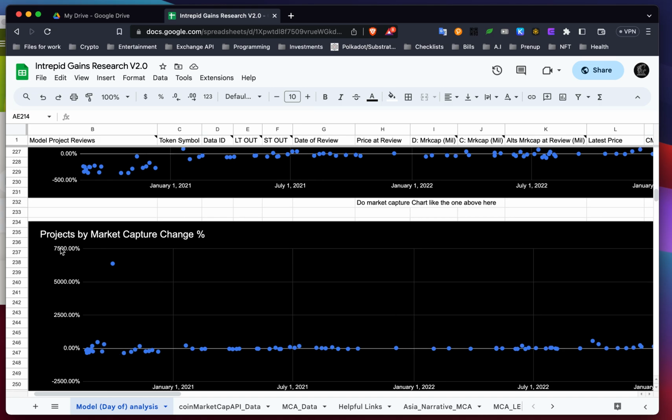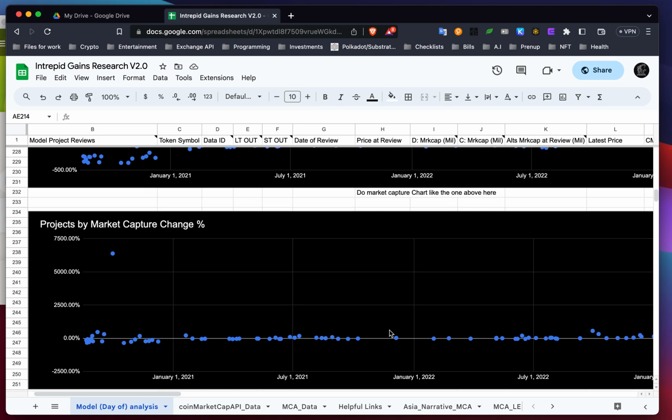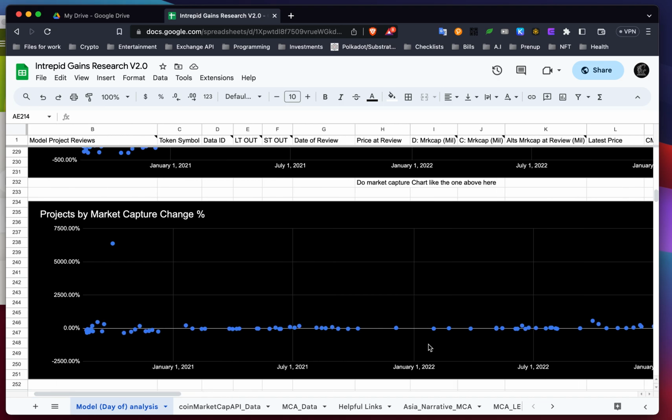So this projects by market capture basically shows how the project's own market cap moves against the average, which means how well it captures the market. You can see not many outperform the market here. They all kind of move together, which is what you'd expect statistically speaking. If something's performing like this, it means it's growing rapidly against the market. It's capturing market share. It might be something like a high performer.